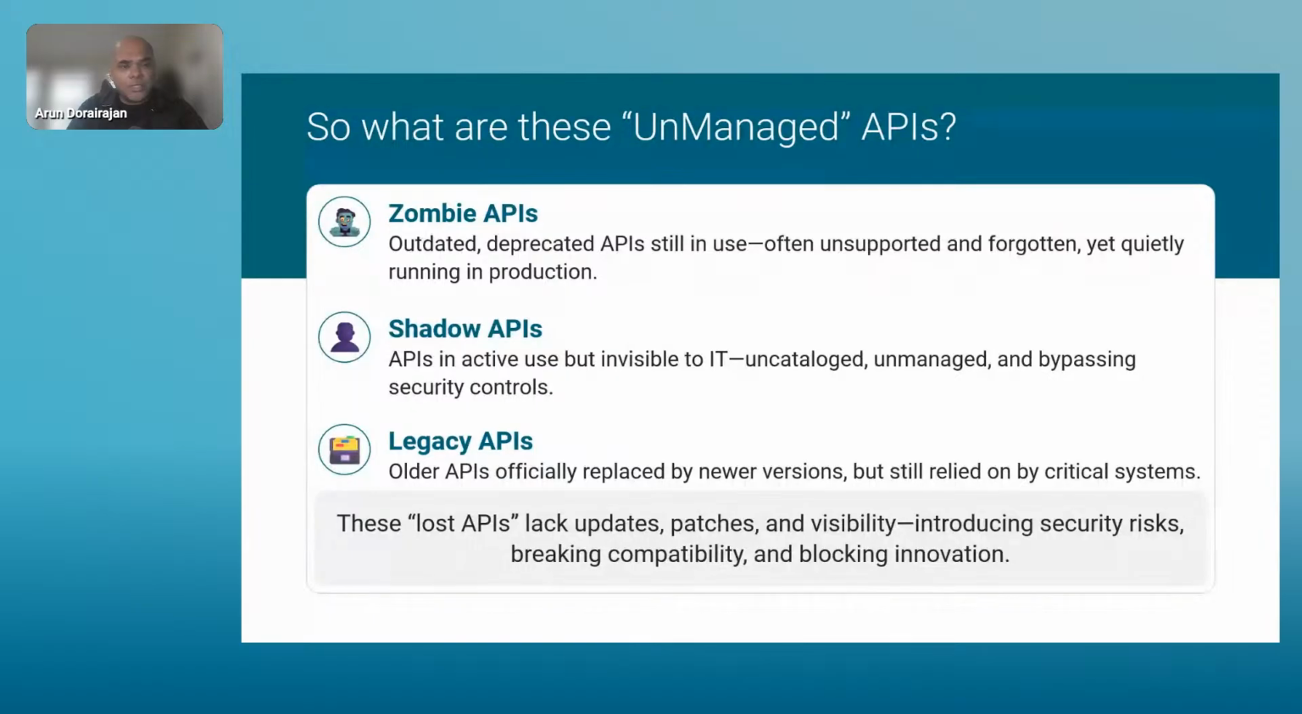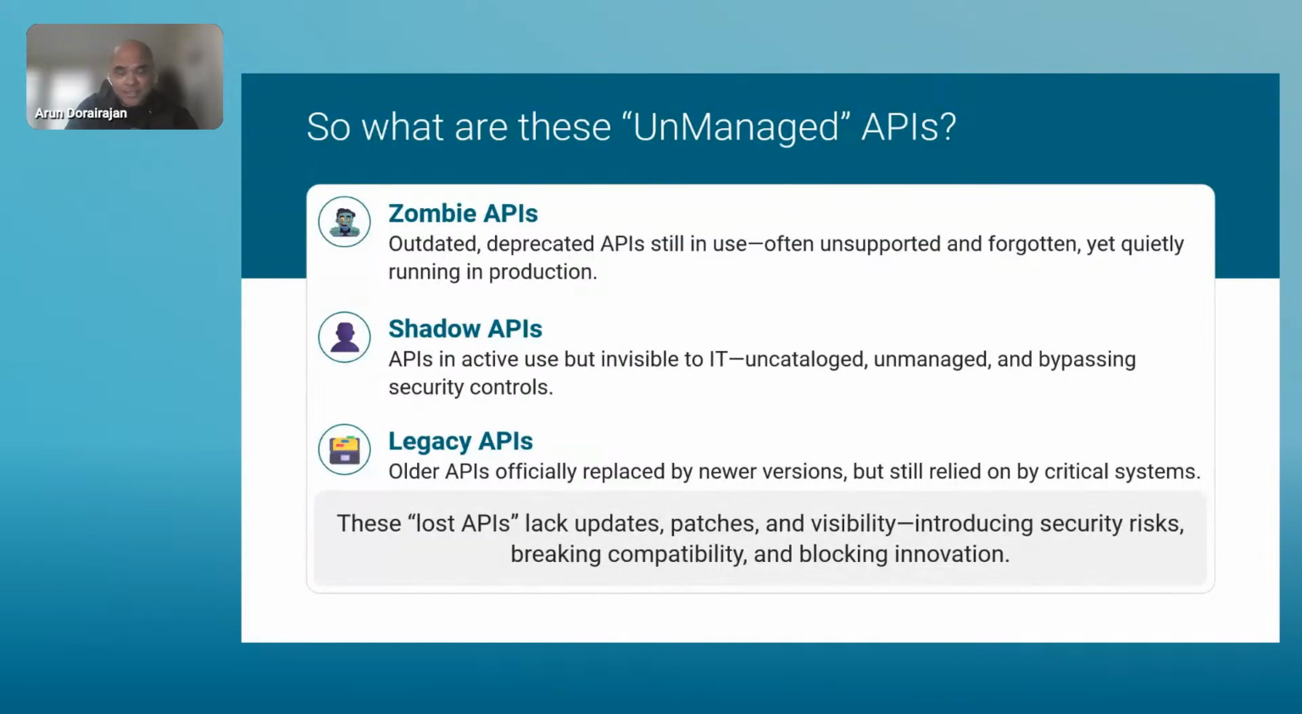So let's talk about these unmanaged APIs. Let's go a little deeper into that. These are APIs that no one's watching, but attackers love. They're called unmanaged APIs, and they usually fall into one of these three creepy categories. Zombie APIs. Just like the name suggests, these APIs have long died, long deprecated, but they're still roaming in your production environments. They're often unsupported, unpatched, and one bad call away from a breach.